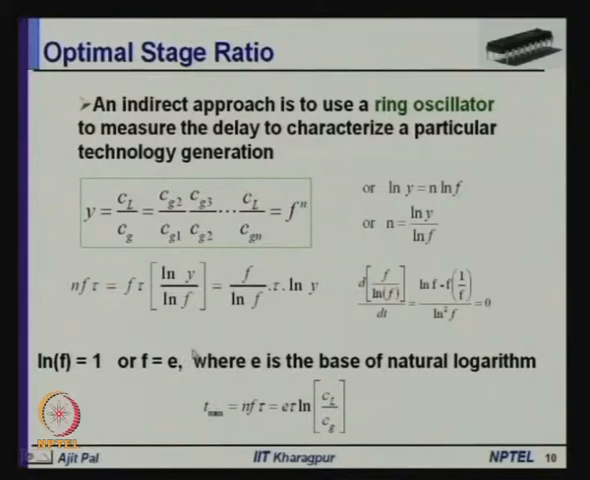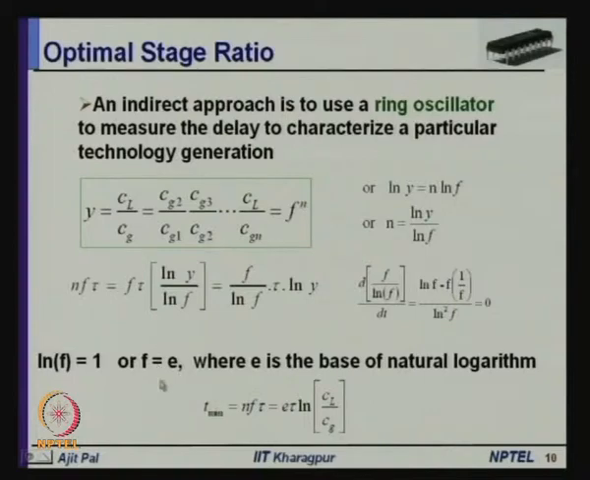e. So, T minimum, the minimum value of delay that we will get, is equal to n f tau, where n is the number of stages, f is the stage ratio and tau is the unit delay as we have seen. So, it is e tau ln(CL/CG), where CL is the load capacitance and CG is the gate capacitance. So, this is the minimum delay we are getting.